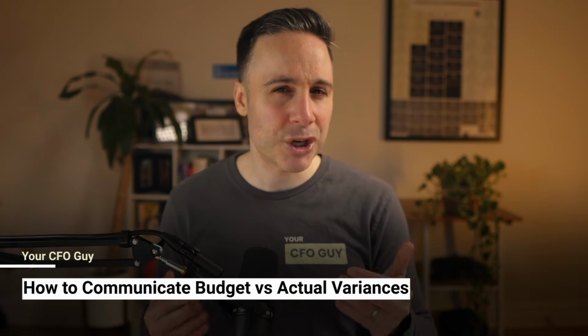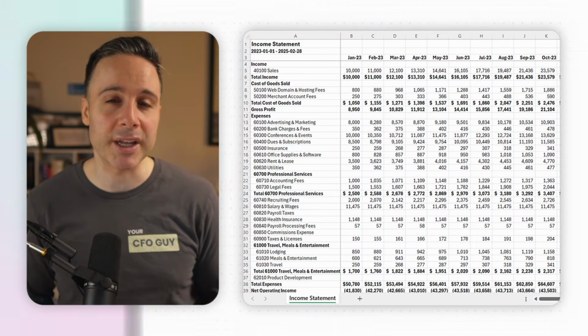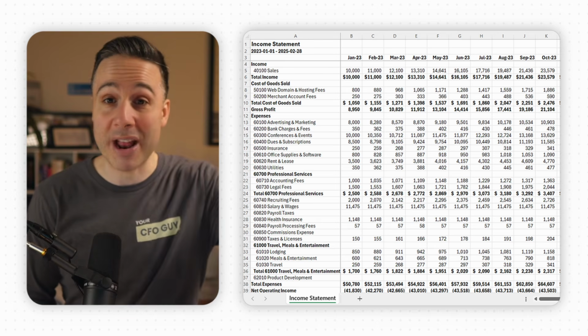Okay, so you saved down a budget. You've now rolled forward your rolling forecast with the new month of actuals. How do you now analyze and communicate your budget versus actuals? Well, most people make the mistake of taking every single account that they budgeted and then they prepare variances that they then show to stakeholders with that full list. But there are a lot of issues with this approach.